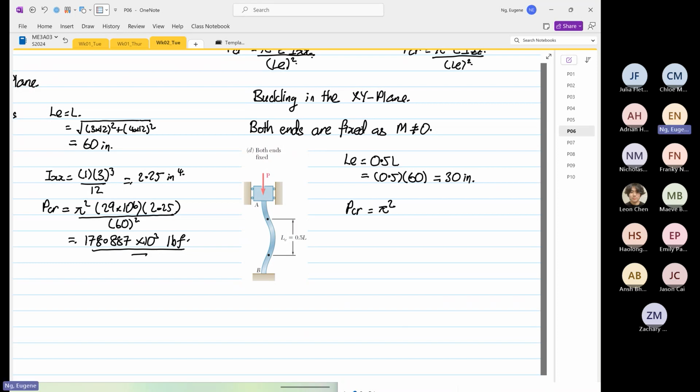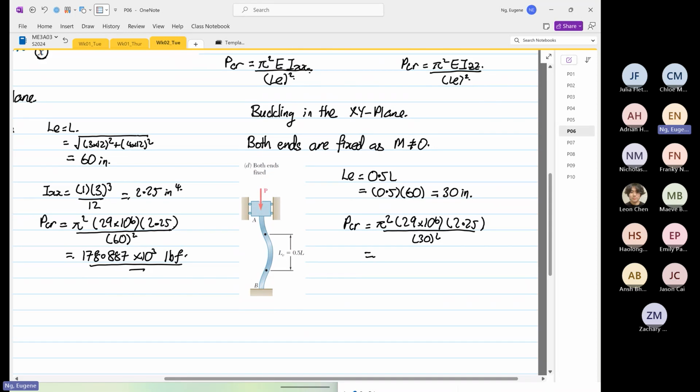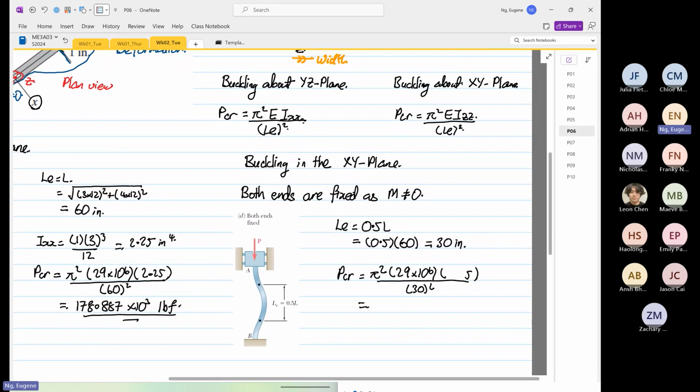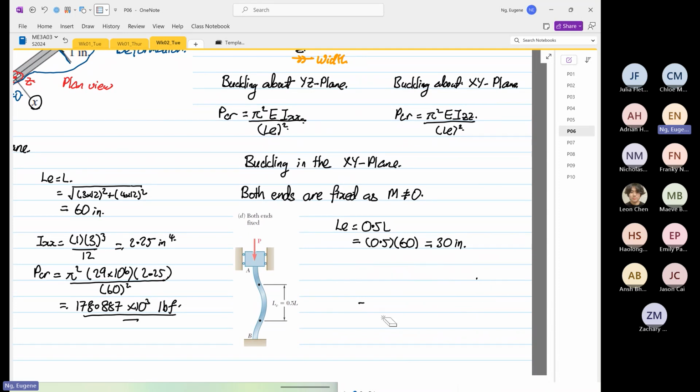is equal to pi squared multiplied by 29 times 10 to the power 6 and multiplied by 2.25. Okay, and then we divide by 30 squared. So this will be equal to pi squared times 29 times 10 to the power 6 times 2. Not 2.25. Why did I get 2.2? I do apologize. Rushing again. Okay, this is wrong. So now we have to get what?